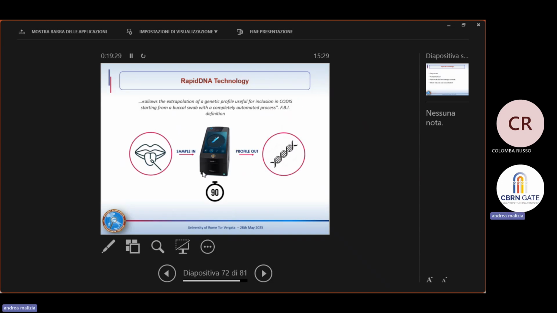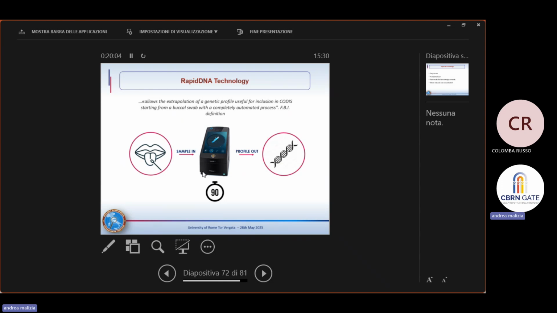Okay, we are at the end. I showed you that the technical part of the DNA analysis is complex, made of many phases, but nowadays there are a few instruments that have compressed the entire workflow. They are called sample-in, profile-out devices, which allow the analysis in 90 minutes.